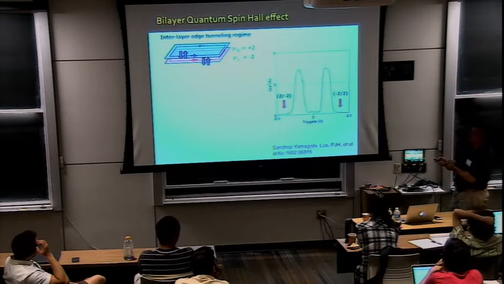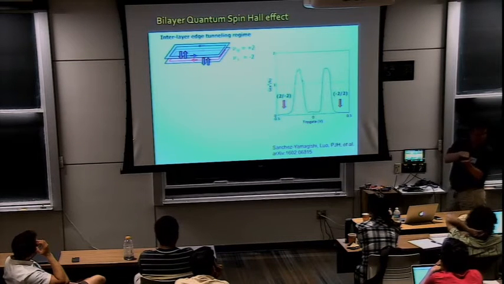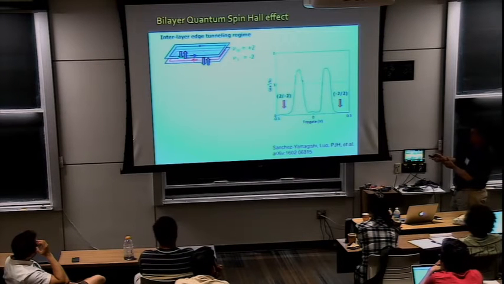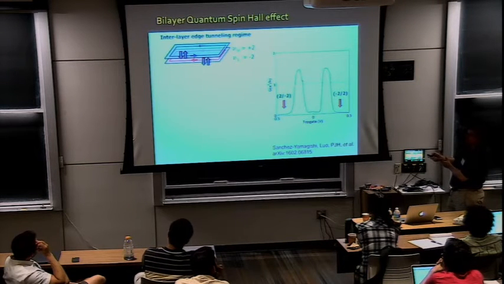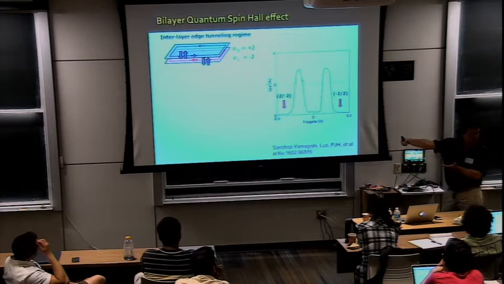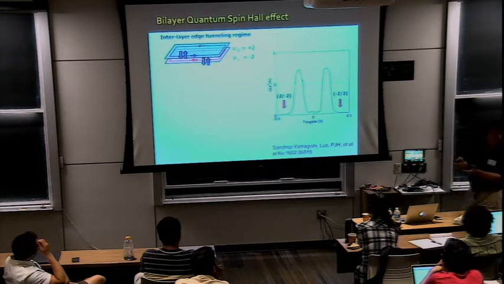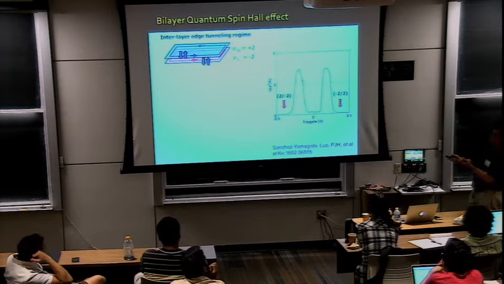Which means there's nothing preventing, since these layers are just 3 angstroms apart, this spin up, which is propagating to the right here, from tunneling to this layer, because there is a spin up state which is going to the left. And you just have backscattering. There's nothing preventing that from happening, so it happens, and you get an insulating state, okay? That effectively gaps out these edge states.